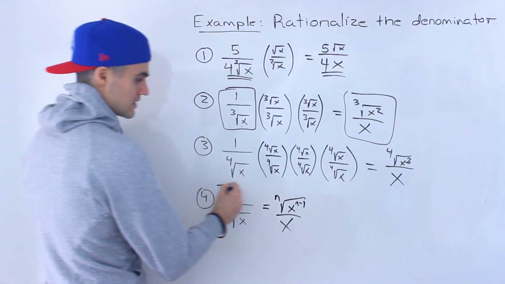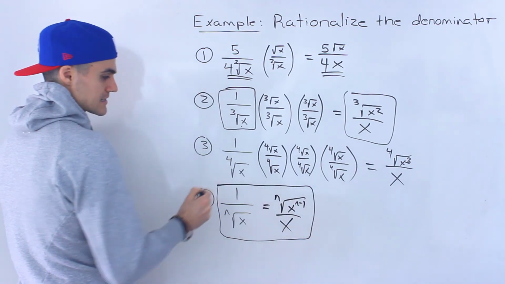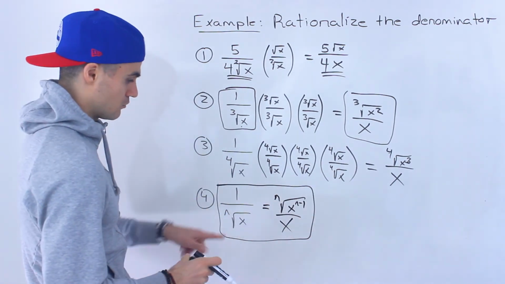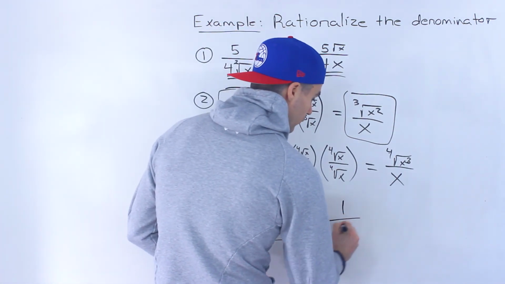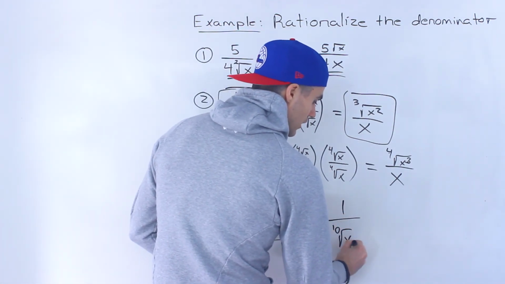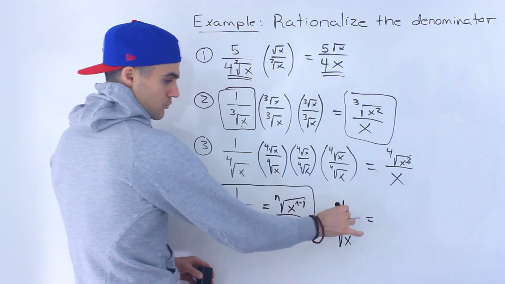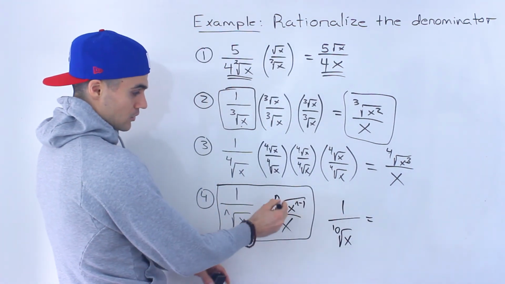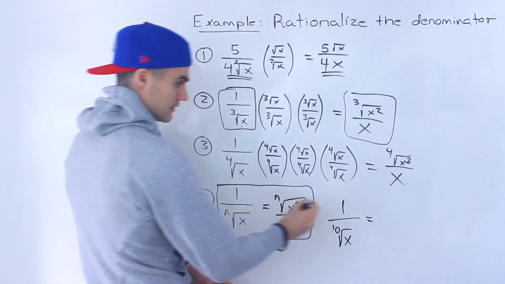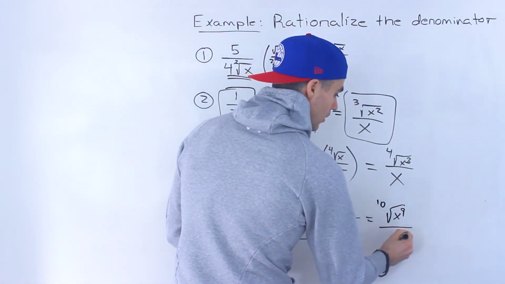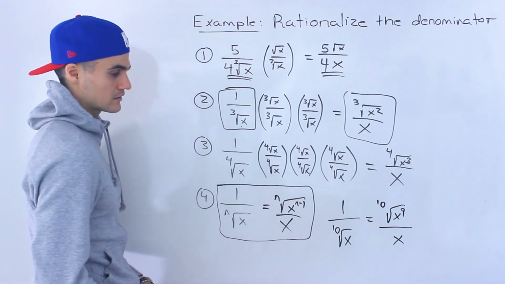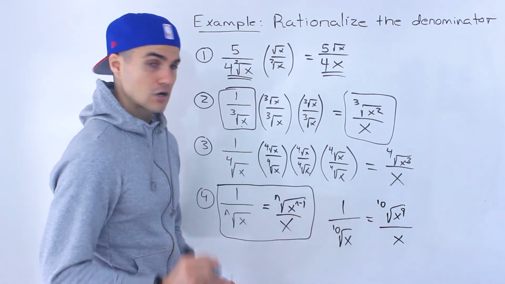Right? So this here is basically, in general, how we rationalize an nth root. So you could apply this to anything. If we have 1 over the 10th root of x, well, to rationalize this, if we plug in 10, notice the n is 10 in this case, so we'd have 10th root of x to the 9 over x, like that. This and this are the exact same thing.